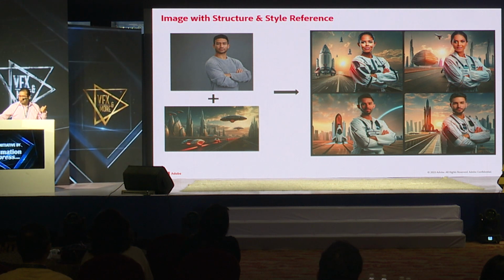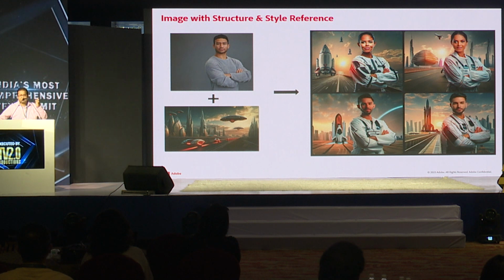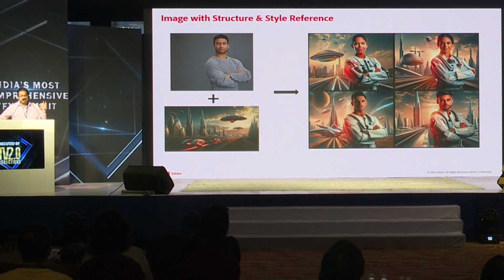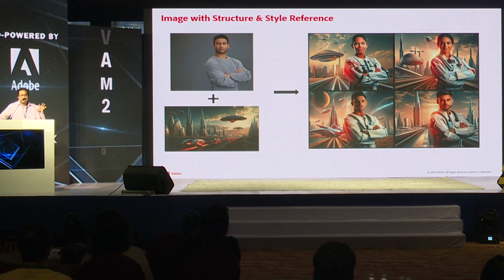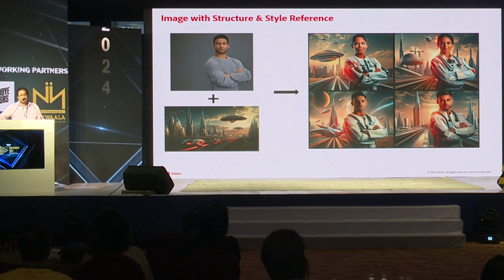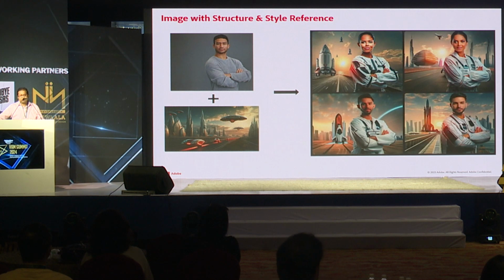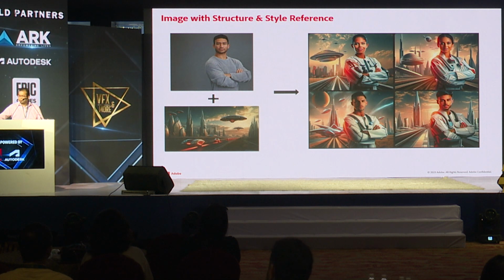So this is one type of result with, you can say, a 50% strength value. And if you increase it to 100% and you are forcing AI to only apply the style which I am providing, then you can see the difference in the result. So this was the previous one, and this one is after applying the 100% style reference.